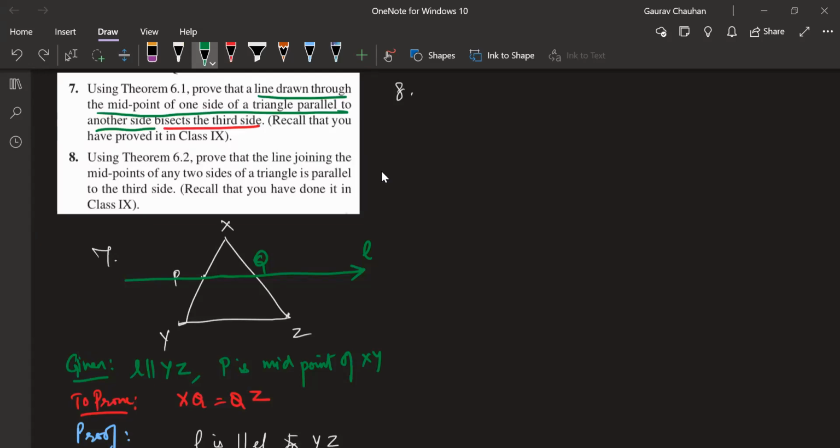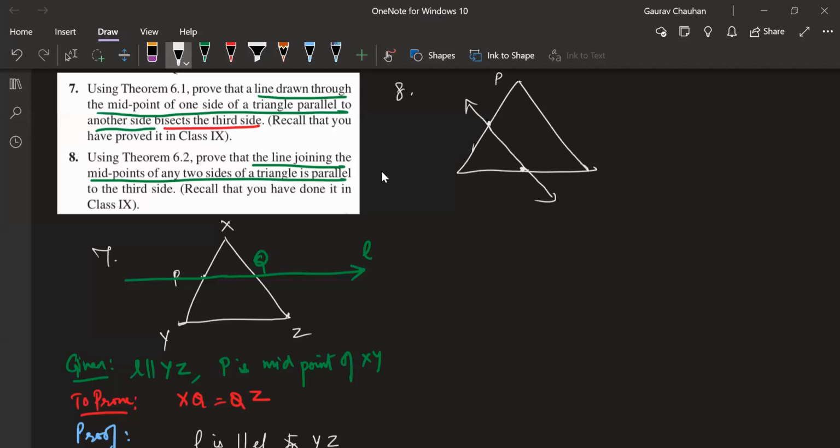What is the given part here? The line joining the midpoints of any two sides of a triangle. So it is told to us that there are midpoints. Both sides have midpoints. Let me draw it in a different way, let me draw midpoints here just for fun. So the line joining the midpoints of any two sides of the triangle. This line is joining the midpoints of the two sides. Let's call this P, Q, R, and this one is M, and this one is N. So we know that M and N are midpoints of QP and QR.